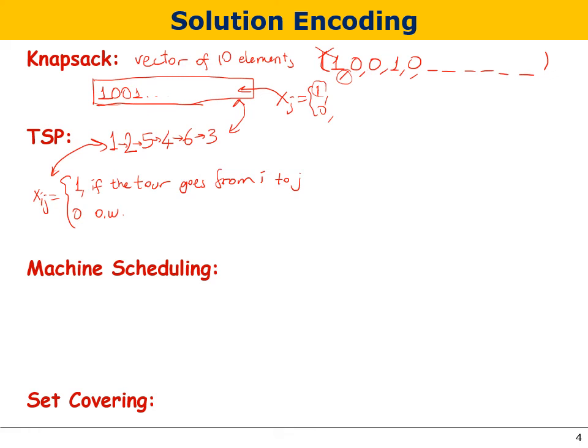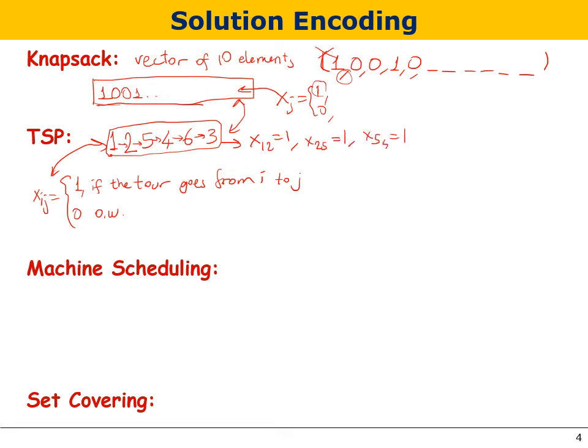Of course, having this representation, having this solution, you can find the corresponding xij values. It's easy. For example, according to this, x12 is equal to 1 because we are going from 1 to 2. x25 is equal to 1.